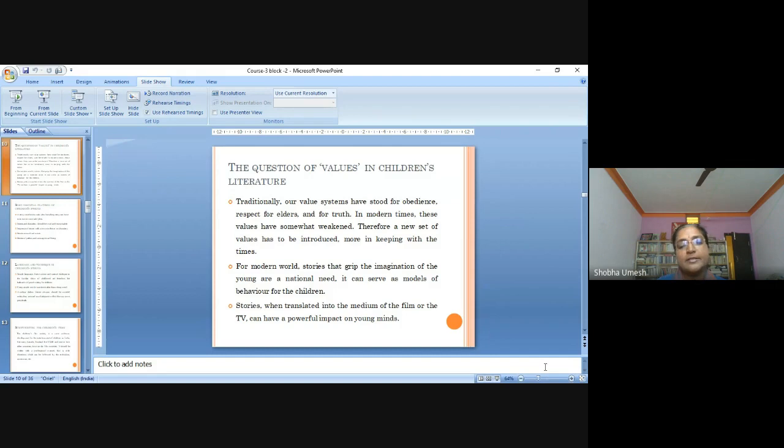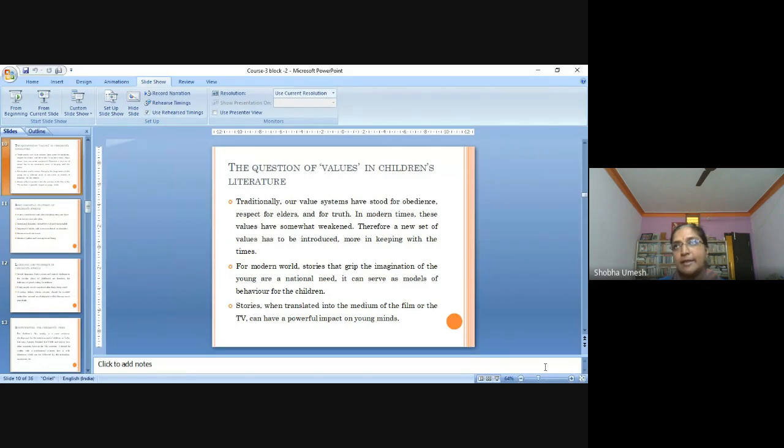So, the first thing is tradition. Tradition plays a very important role in modeling the child's character. Every tradition has its own values and its own system, which has stood as a model for obedience, respect for elders, and truth. Because we value our systems, we try to teach our children obedience, to respect the elders, and always speak the truth. And in modern times, these values are somewhat weakened.